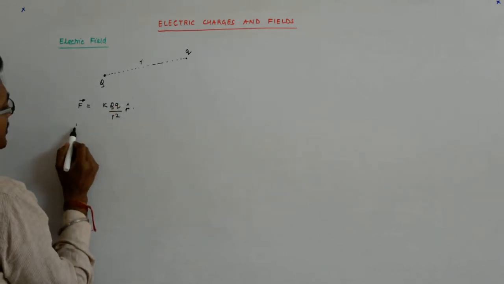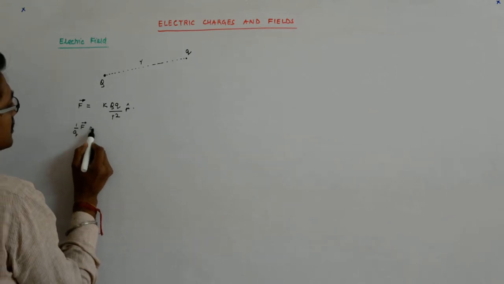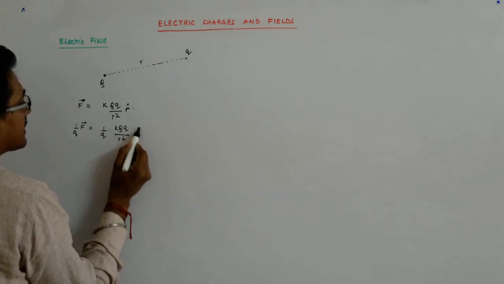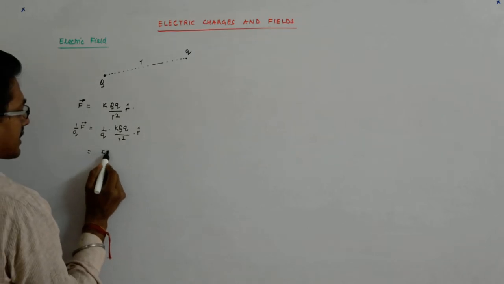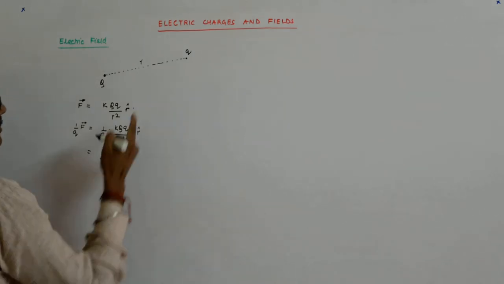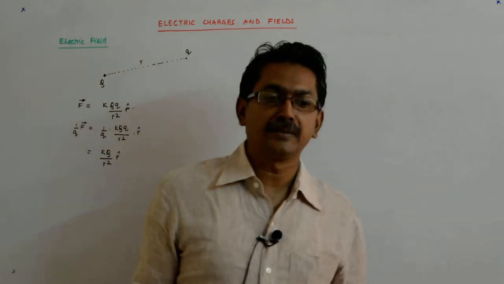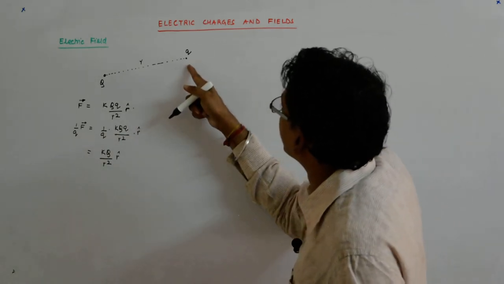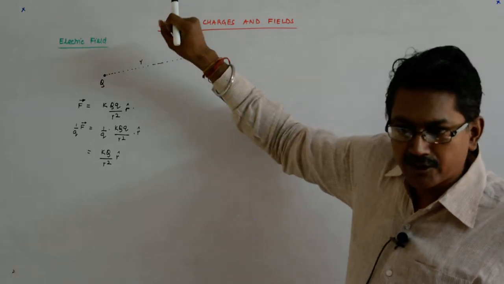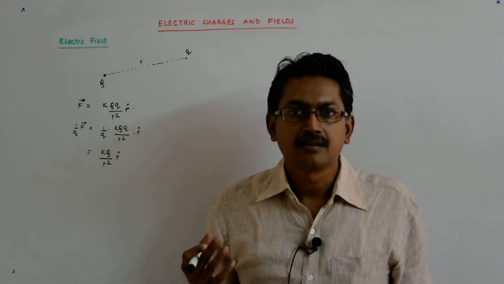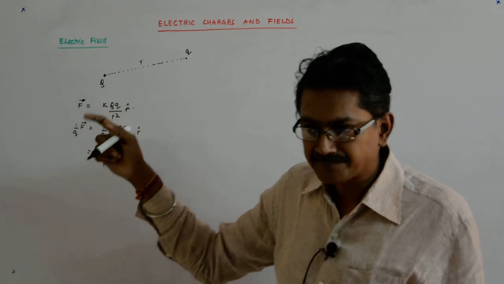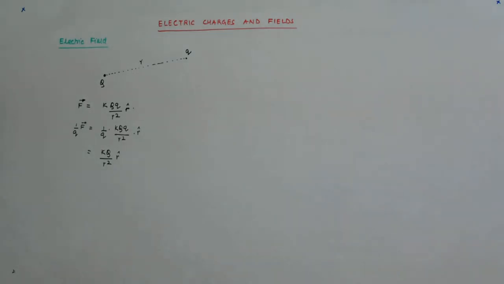If I multiply both sides by 1 upon q, somehow I find that this q will vanish from here. Why? Because it has to be independent of this. Why does it have to be independent? Because that's what we are trying to discuss: what is here when this is not there? So when q is not there, it has to be only due to this. You have to get rid of q somehow.